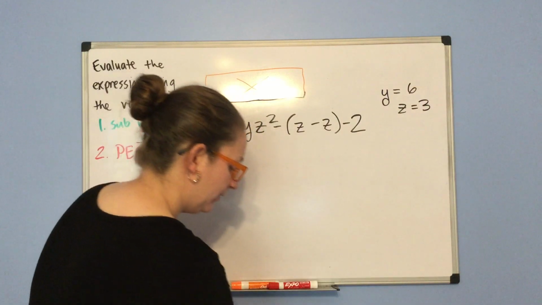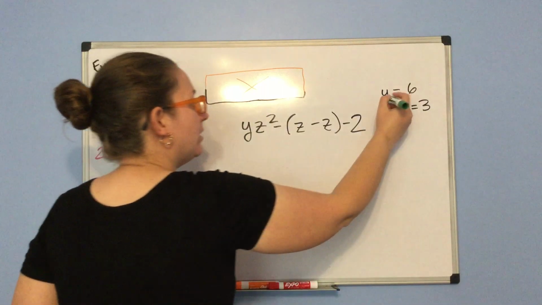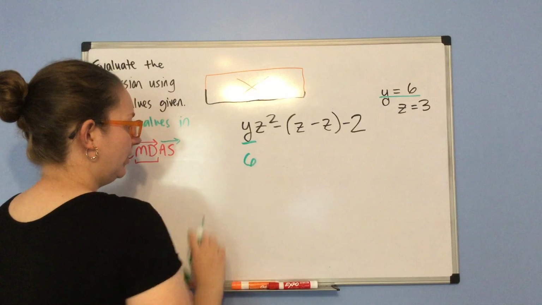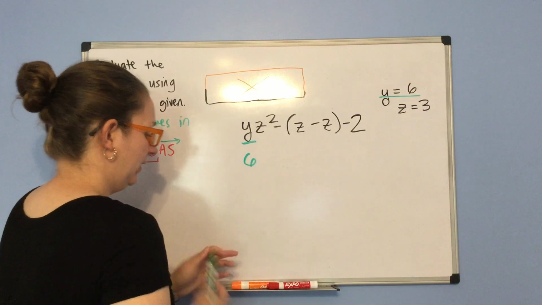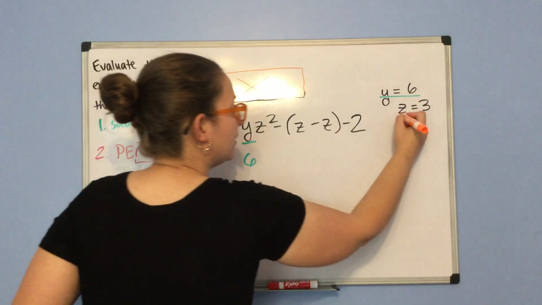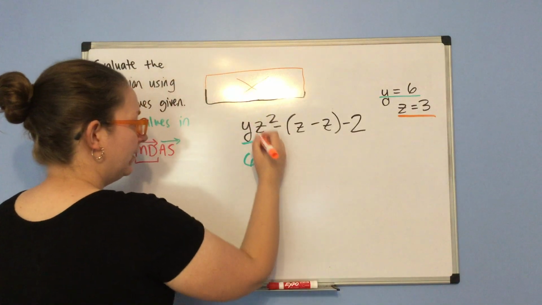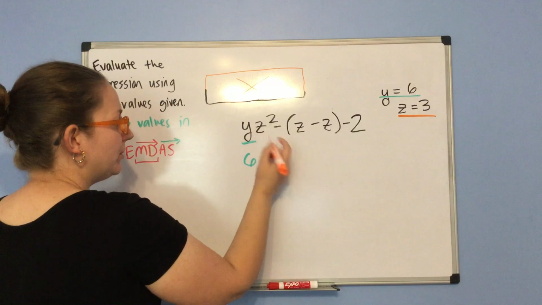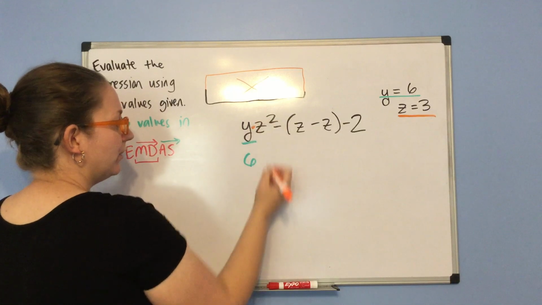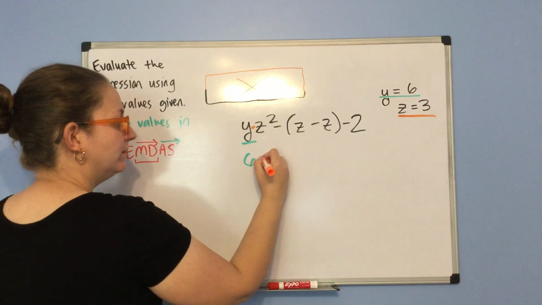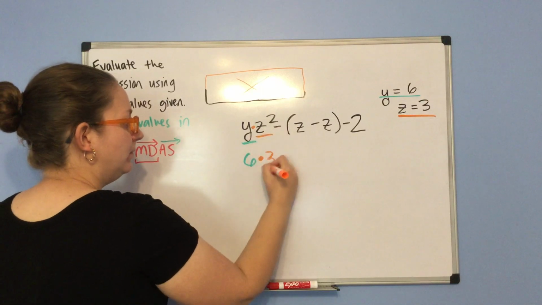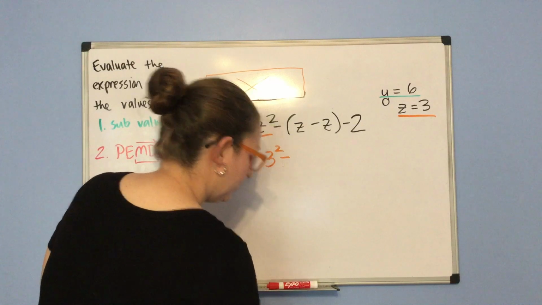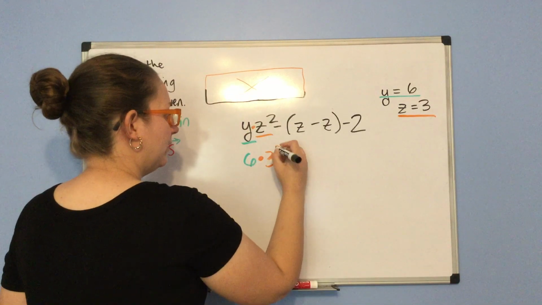So, same thing we've been doing. Every time we see a y, we're going to turn that into a 6. So this right here will become a 6. Every time we see a z, we're going to turn that into a 3. Since these are right next to each other, we haven't talked about this yet. Two variables right next to each other multiply together. So I'm just going to insert a times dot there. Z is 3.